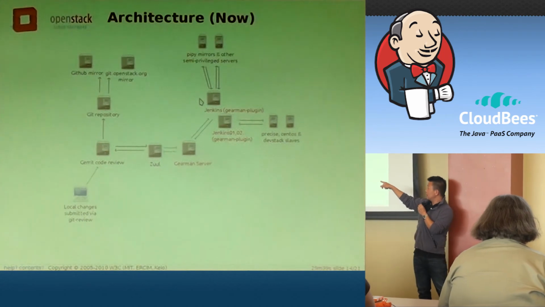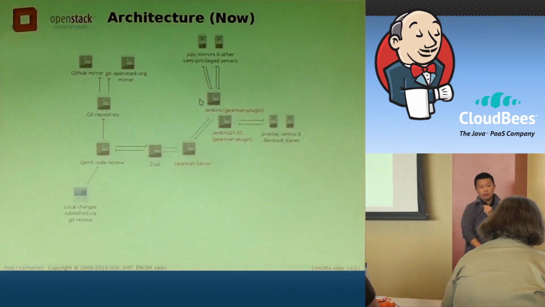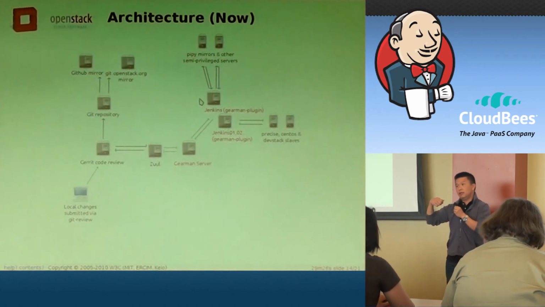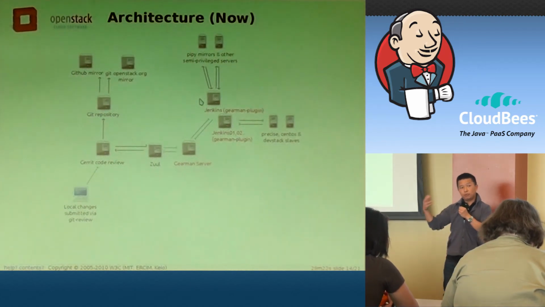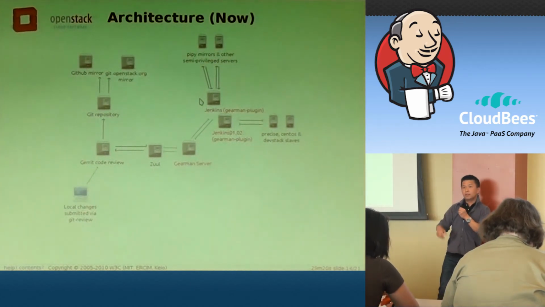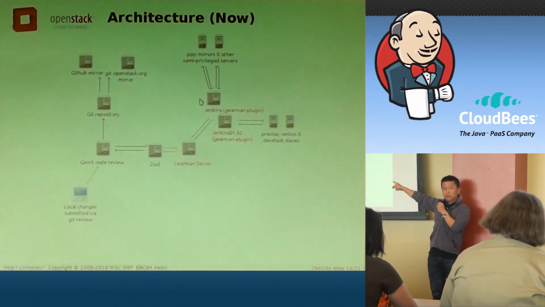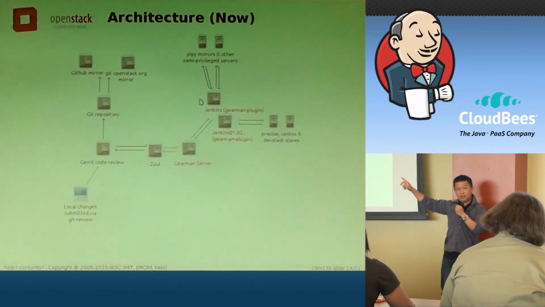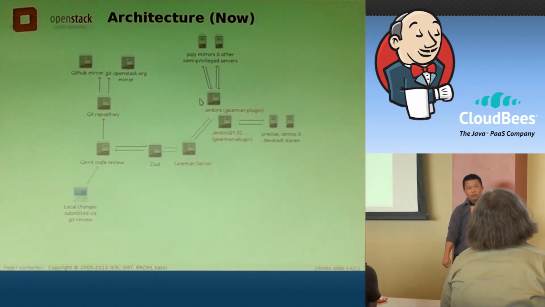You see the Gerrit code review server right there? So Gerrit sends events on anything that happens in Gerrit. Maybe it's a new patch, maybe it's a comment that got added, maybe it's an approval that got created. All those events, Zuul understands those events. And then once you get an event, you fire off a build, basically.